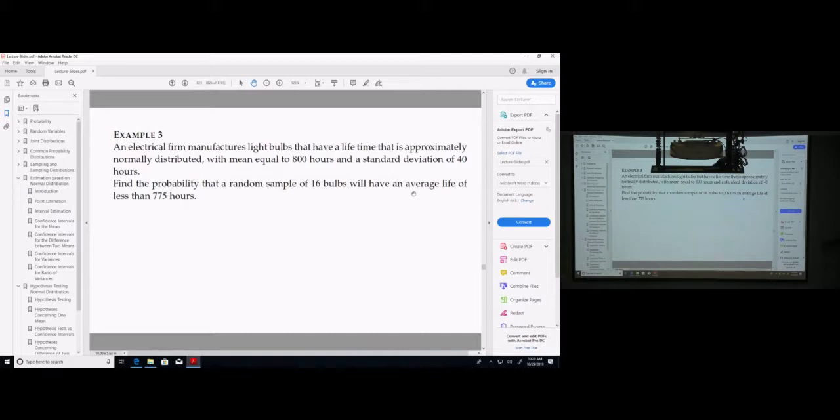Now, if you are willing to assume 16 is large enough, then you don't need to assume at the beginning that each of the light bulbs is approximately normally distributed, because if you assume 16 is large enough, then you are basically using the central limit theorem. But if you think that 16 is not quite enough, then you need to make this assumption here, all right?